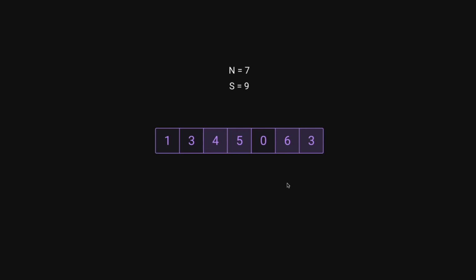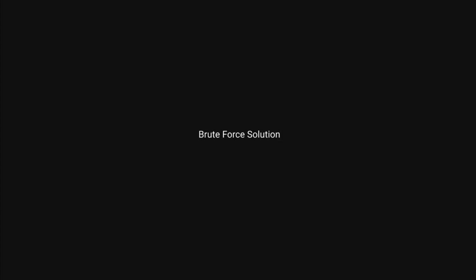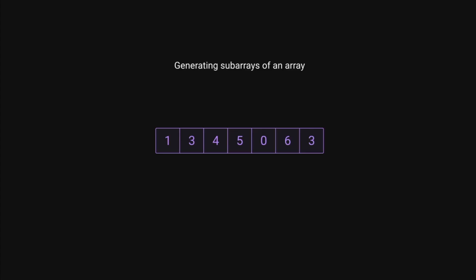The question is, how do we do this programmatically? As always, let's begin by coming up with a brute force solution. In the brute force solution, we go through all possible windows and try to find the one that satisfies the sum constraint and is also of minimal size. So if we know how to generate all possible subarrays, we are pretty much done, at least for the brute force solution. Now let's see how we can generate subarrays of an array.